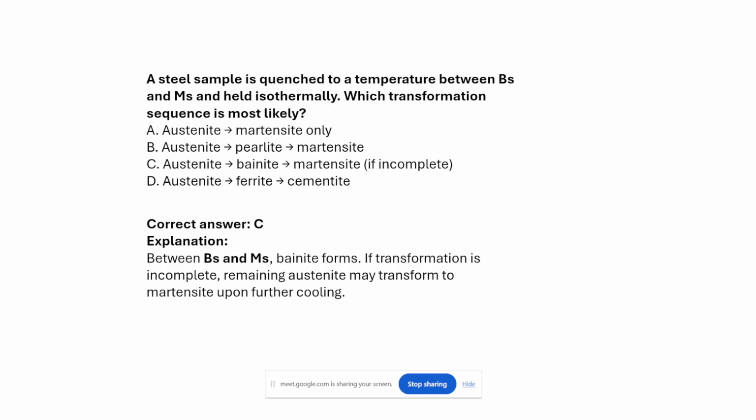A steel sample is quenched to a temperature between bainitic and martensitic and held isothermally. Which transformation sequence is most likely? Above the martensite transformation, wherever we hold it isothermally, it will form the bainite phase only. If it is just above the martensitic line, it will be the lower bainite phase.